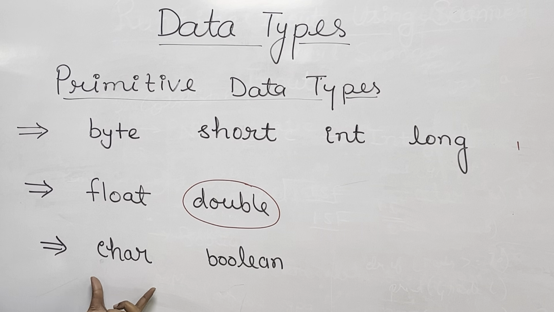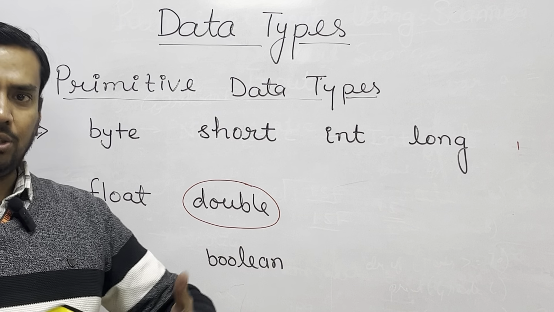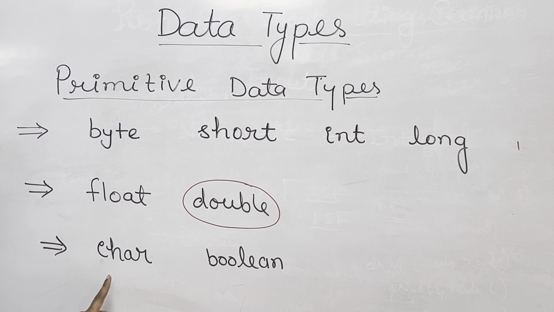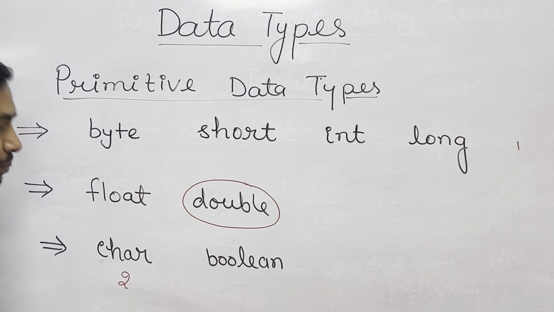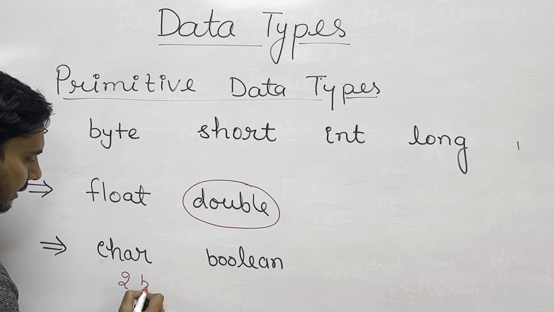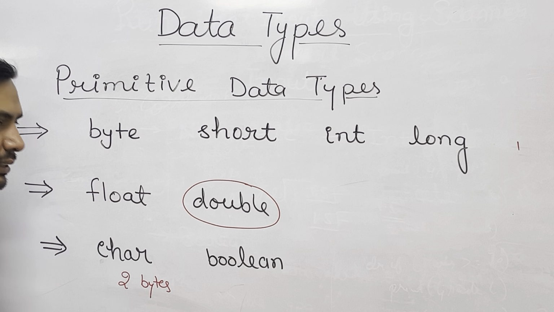Then 2 more data types, char type. In Java we have a large range of character sets, which is why the char data type has a size of 2 bytes. Here I am writing the size also, 2 bytes, it is constant. This is another important point.